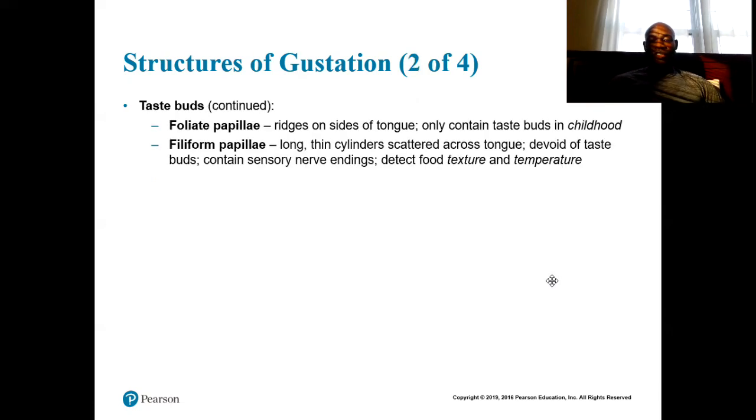Foliate, ridges on the sides of your tongue, only contain taste buds in childhood. Filiform, long, thin cylinders scattered across the tongue, don't have taste buds, but contain sensory nerve endings, detect food texture and temperature.